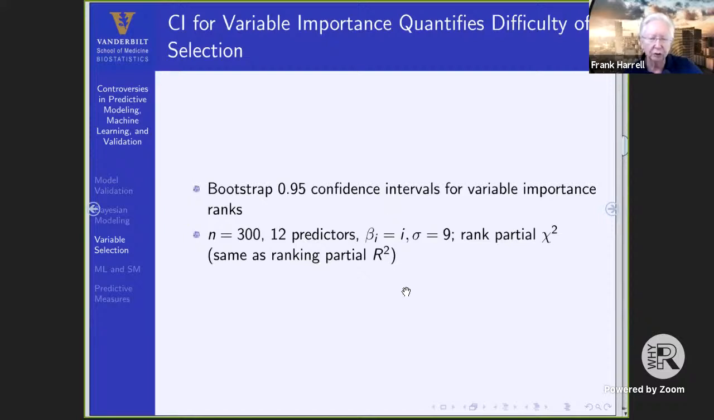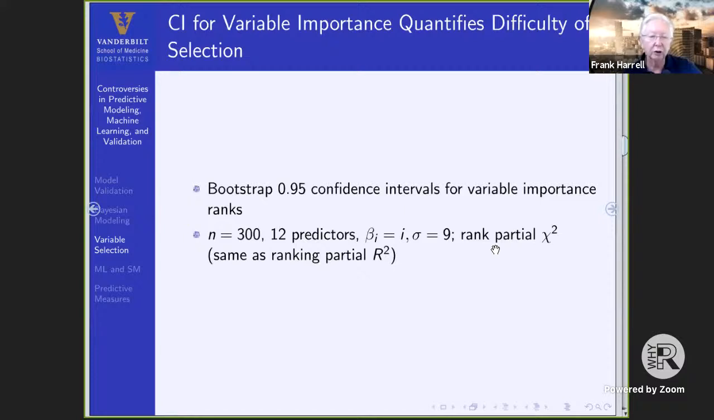So here's an example that shows how difficult it is to select features in a very trivial example. We had 12 candidate features, only 12. The coefficient of the ith feature is i, so the beta coefficients are going to be 1, 2, 3, up to 12. So you already know that the 12th variable is the most important and the first variable is the least important. The residual standard deviation is 9. With a sample size of 300 on only 12 continuous predictors, and the dependent variable is your highest information dependent variable, a continuous variable, conditionally normally distributed, the residual standard deviation is not that large.